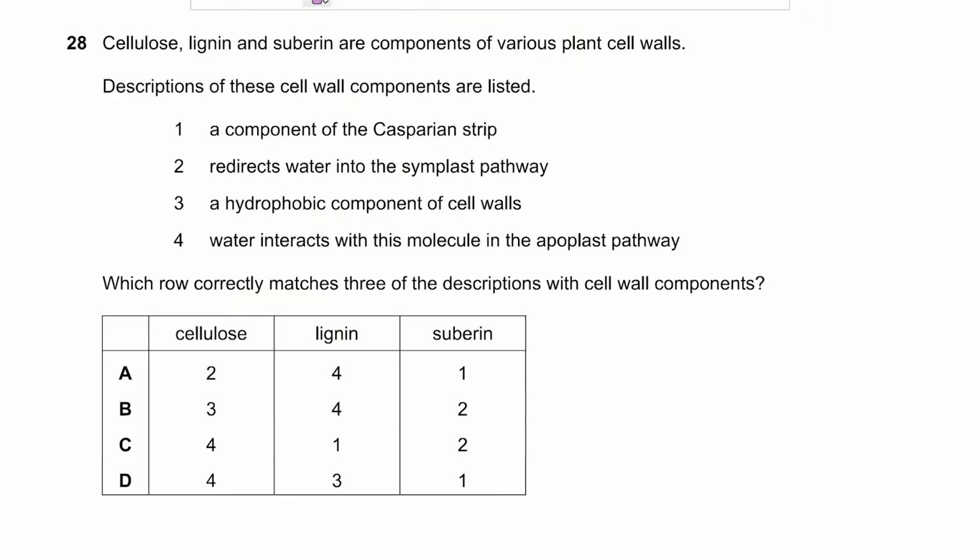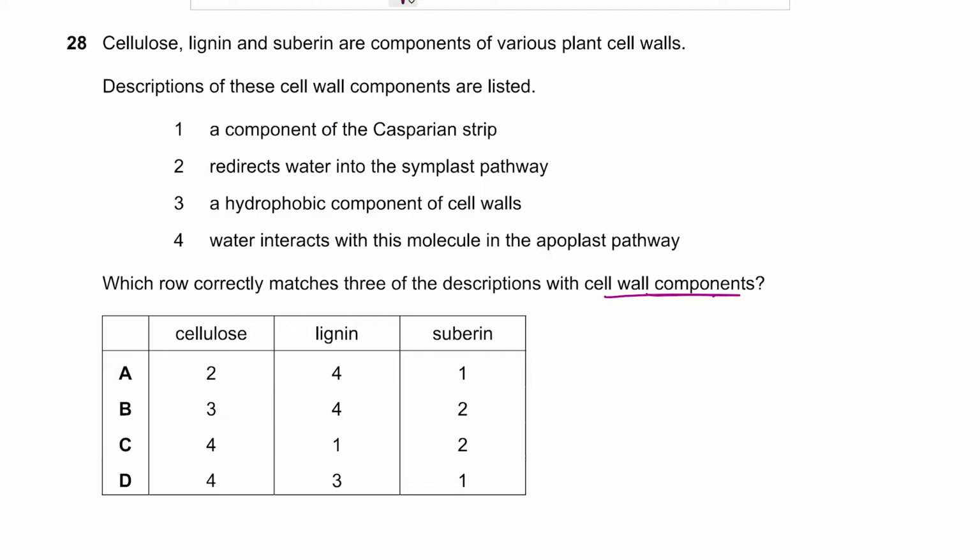Number 28, cellulose, lignin, and suberin are components of various plant cell walls. Descriptions of these cell wall components are listed. Which row correctly matches 3 of the descriptions with cell wall components? So let's see the suggestions that we have here. 1, a component of the Casparian strip.